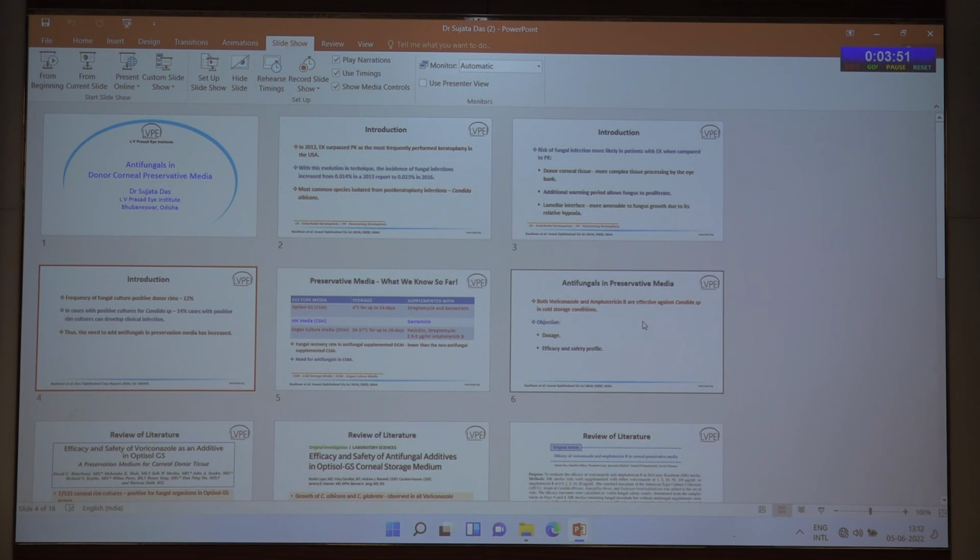When do you add? If you add during preparation, then it is cheaper than adding every time when you collect the cornea. And then how long it will be stable. You need stability data, that the solution is stable and the concentration is stable until the end of the 1 year shelf life. Some people may finish the media sooner, but for those who keep the media for 1 year, the drug should be stable in that.